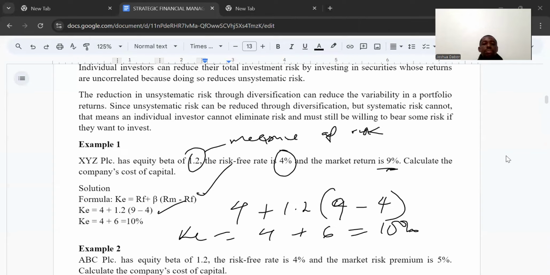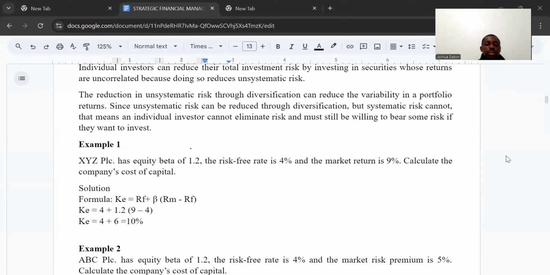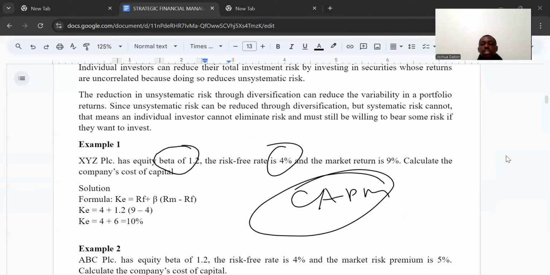In your exam, the examiner may give you a question and want you to calculate the cost of equity. Whatever you see will determine which method you are going to use. The moment I see beta and risk-free rate, it means that I'm going to be using the capital asset pricing model to do that calculation. But the moment I see something like dividend, it means that I'm going to be using the dividend valuation model to calculate the cost of equity capital.